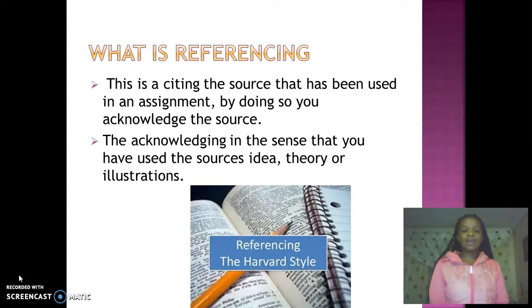What we mean by that is that when you take a picture from the internet, from a website, you have to acknowledge that you have taken it from this website. You have to acknowledge that you have taken this picture from this photographer and so forth. So in HLE, the module, we use the Harvard referencing, which I'll show you the sequence of as you go on in this tutorial.